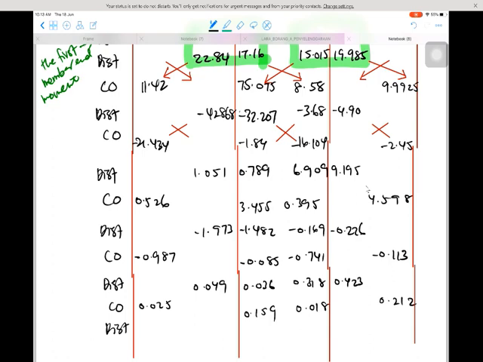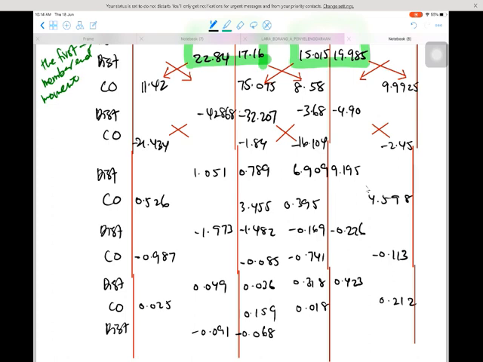You see? 0.0, 0.1, 0.0, 0.2. We distribute again. So 0.159 times 0.571, we get negative 0.091. 0.159 minus 0.091, we get negative 0.68. So negative here.